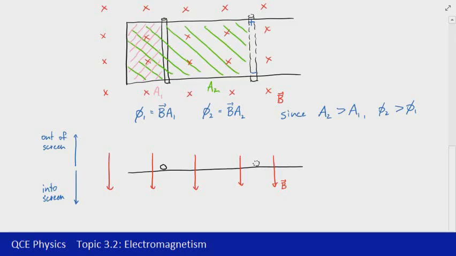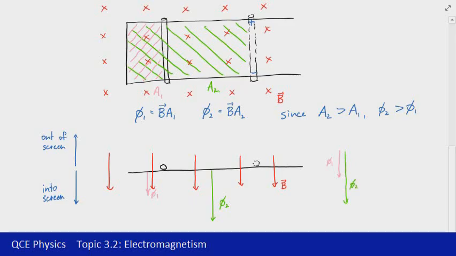Now, considering the initial flux, it's going to be down because it's in the same direction as the magnetic field, and it's going to be relatively small because that area is quite small. Whereas the final flux phi 2 is bigger, but still in that downwards direction. Note here that this diagram isn't necessarily to scale, but you can certainly see that phi 2 is bigger than phi 1. Now, if we consider the magnetic flux, we start off with phi 1 being relatively small and end up with phi 2 being greater.